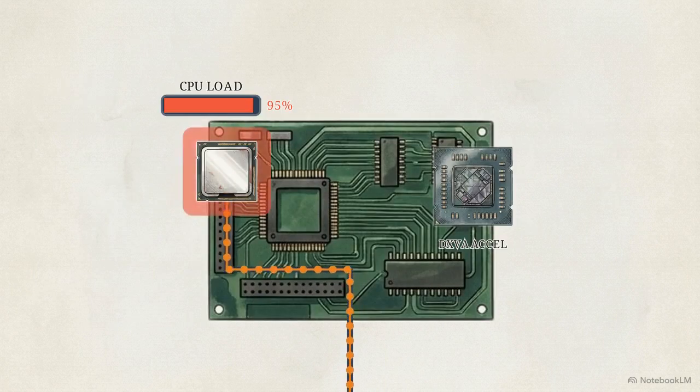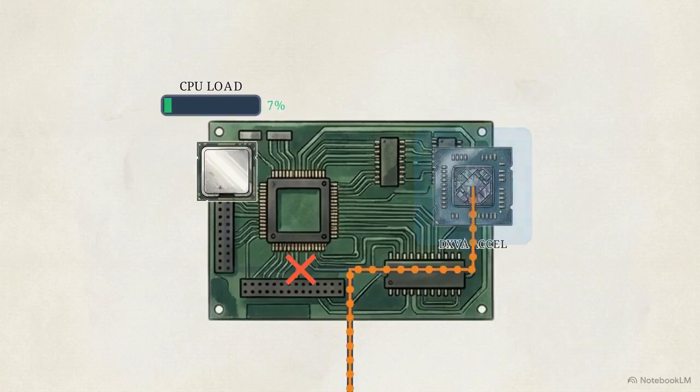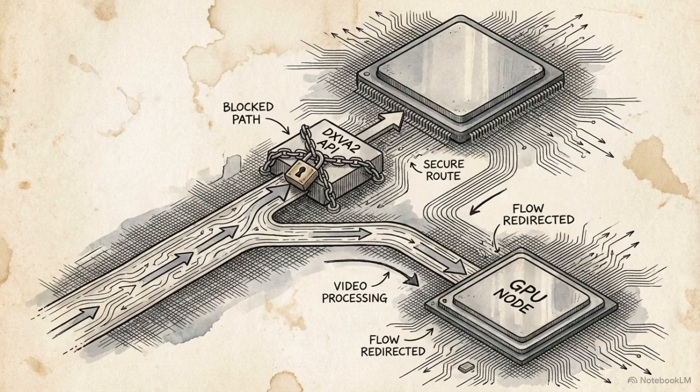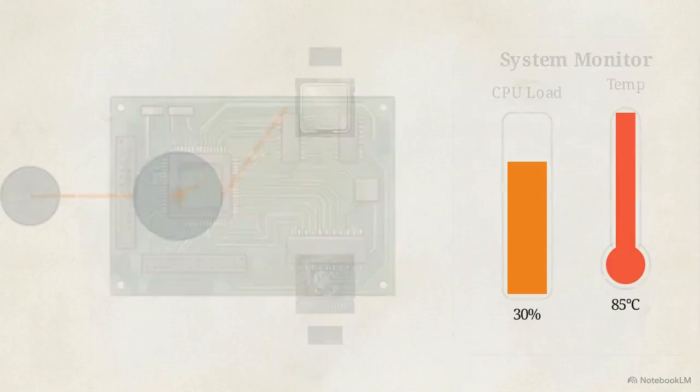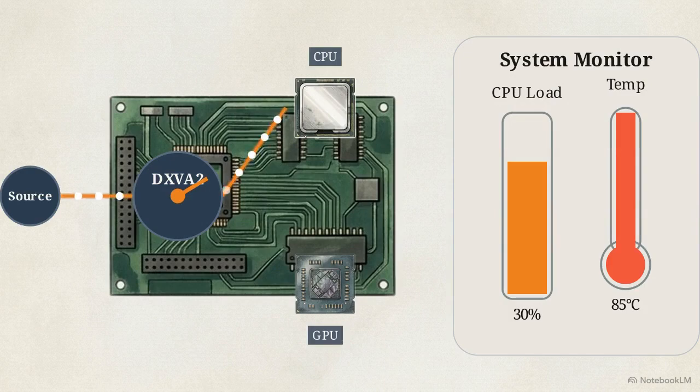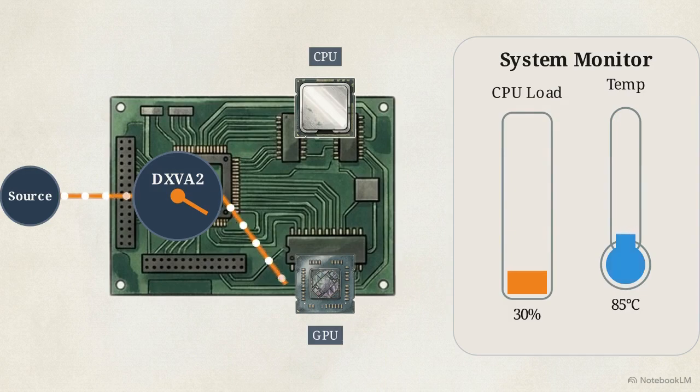Solving this thermal crisis meant shifting the decoding workload away from the CPU entirely. The solution arrived through the DirectX Video Acceleration API standard, or DXVA2. This diagram shows the DXVA2 logic gate routing the high bitrate data stream away from the struggling CPU, channeling it directly into a high-capacity GPU node. System load drops dramatically. CPU utilization falls from 30% down to 5%, and the temperature stabilizes.